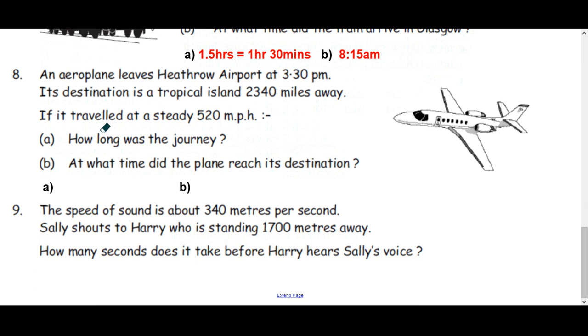Okay, same idea here. How long was the journey? So an aeroplane leaves Heathrow Airport at 3:30 p.m. Its destination is a tropical island 2340 miles away. So there's your distance, there's your speed. So divide them, and you'll get 4.5 hours, which is 4 hours 30 minutes. Go forwards 4 hours 30 minutes, you'll get to 8 p.m. You're done.